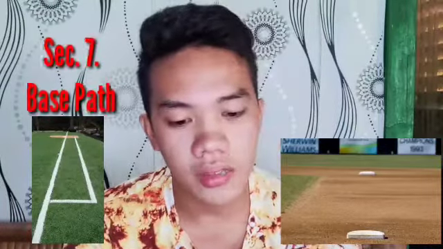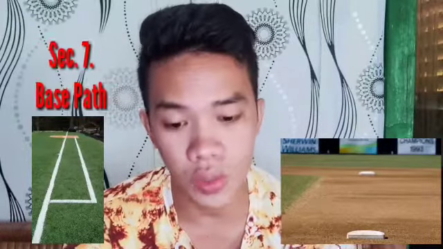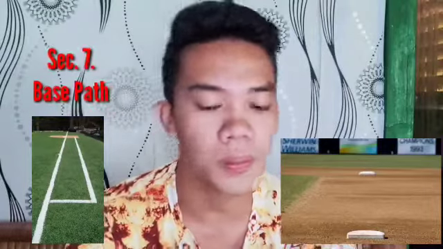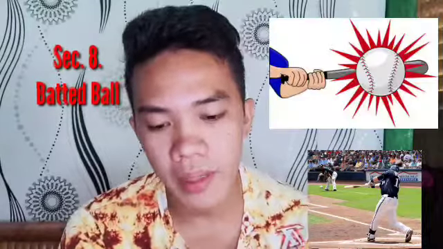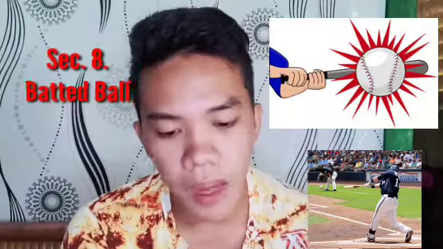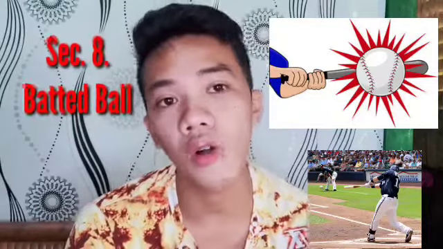Section 7, base path. It is the direct line between the runner and the base to which she is either attempting to advance or retreat at the moment that a defensive player is attempting to hurt. Next section is batted ball. Ano nga ba yung batted ball? It's a pitch that has been contacted by the batter's bat. A batted ball can become either a fair ball or a foul ball.